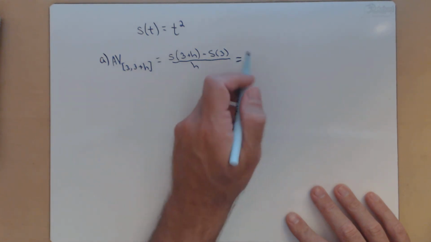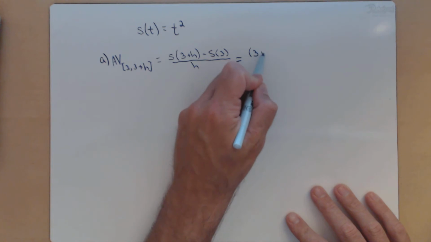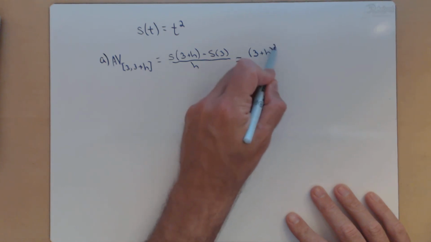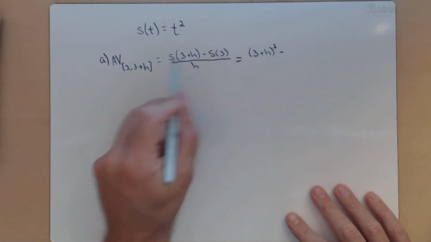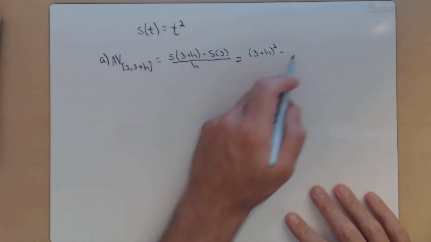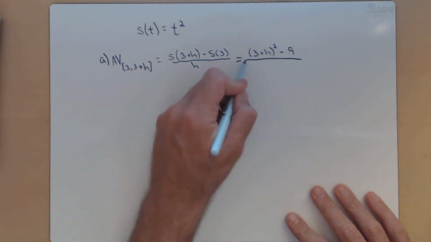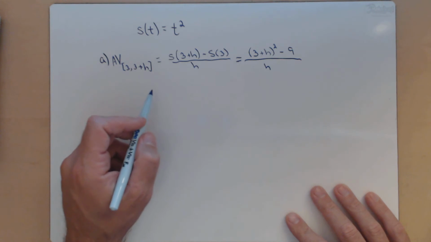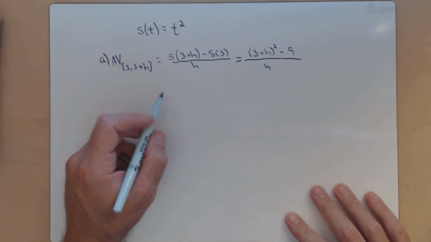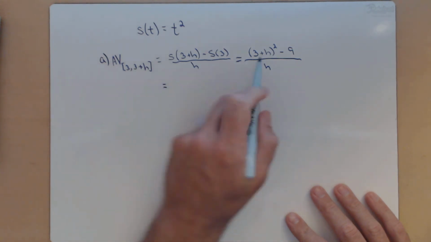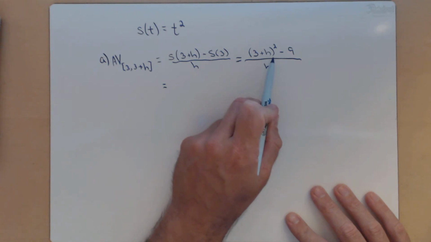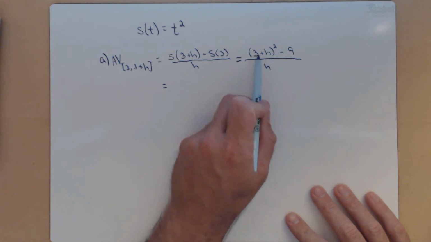Now let's apply our function to our difference quotient. So s of 3 plus h is going to be 3 plus h, the quantity squared, minus s of 3, which is 3 squared, which is 9, all over h. Now we're going to simplify this as much as possible. So first thing, 3 plus h squared is not 3 squared plus h squared. That has to be FOILed out.